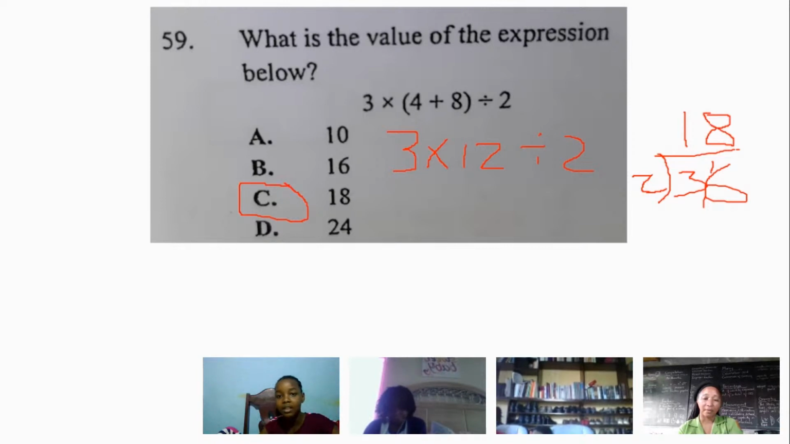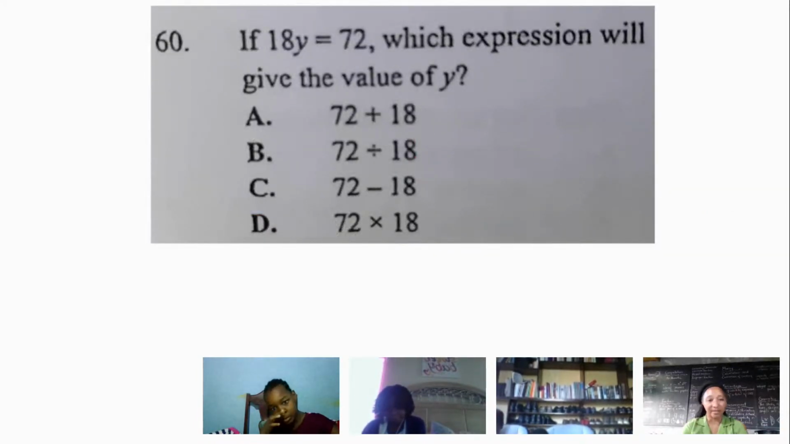All right. Amari, you'll take us to halfway. It's 80 questions. We're at number 60 from 40. Read number 60 for me, please, Amari. Okay. Number 60. If 18y equals 72, which expression will give the value of y? Miss, 72 divided by 18.